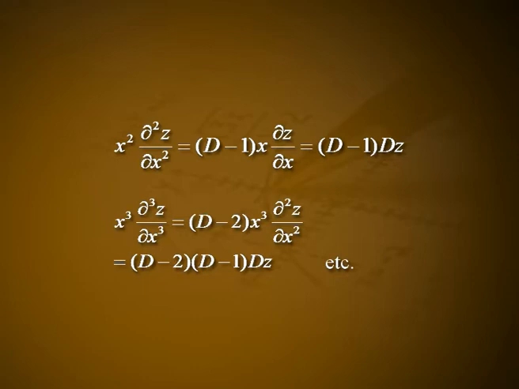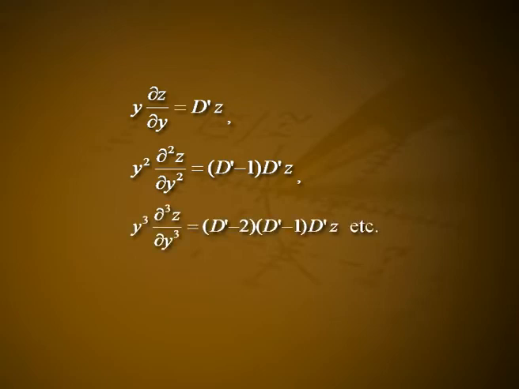Similarly, y ∂z/∂y = D' z, y² ∂²z/∂y² = D'(D'-1) z, y³ ∂³z/∂y³ = D'(D'-1)(D'-2) z, etc. And xy ∂²z/∂x∂y = D D' z, etc. Substituting in the given equation, it reduces to φ(D, D') z = V, which is an equation with constant coefficients.